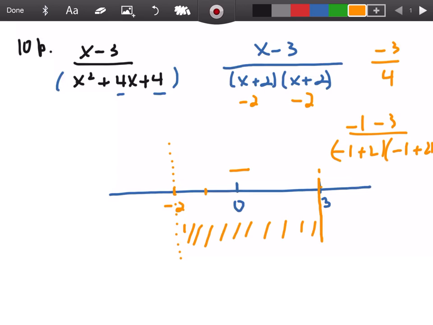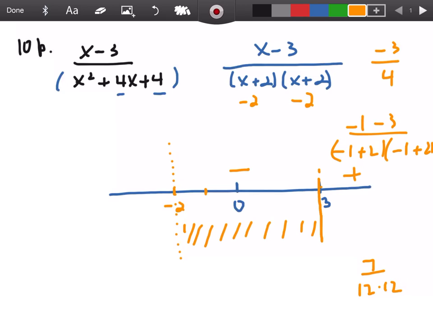So most likely, it's going to be positive on the other side, because if you think about the graph, most likely the graph comes to 3 and then it crosses. Well, we'll see. So pick a number like 10. When you put in 10, 10 minus 3 is 7, so that's positive. And on the bottom, 10 plus 2 is 12, and 10 plus 2 is 12. So you're going to have 7 on top, 12 times 12 on the bottom. That's a positive number, so that's good.